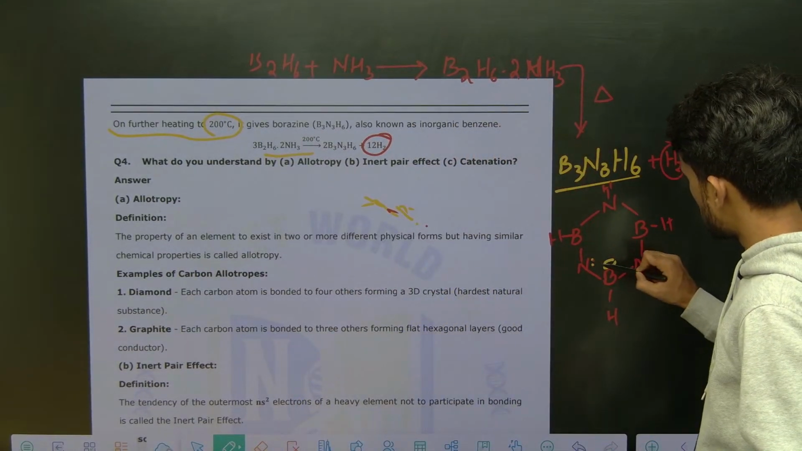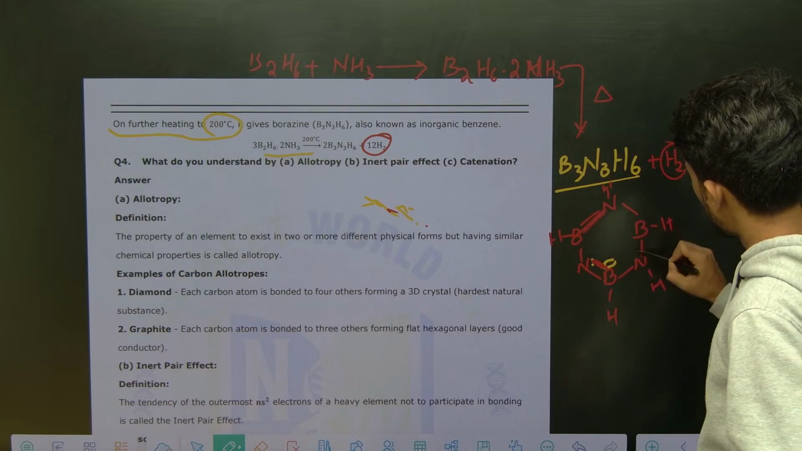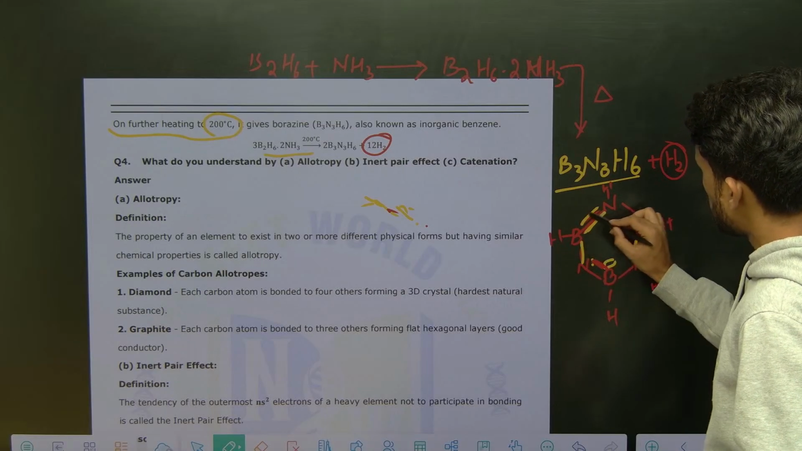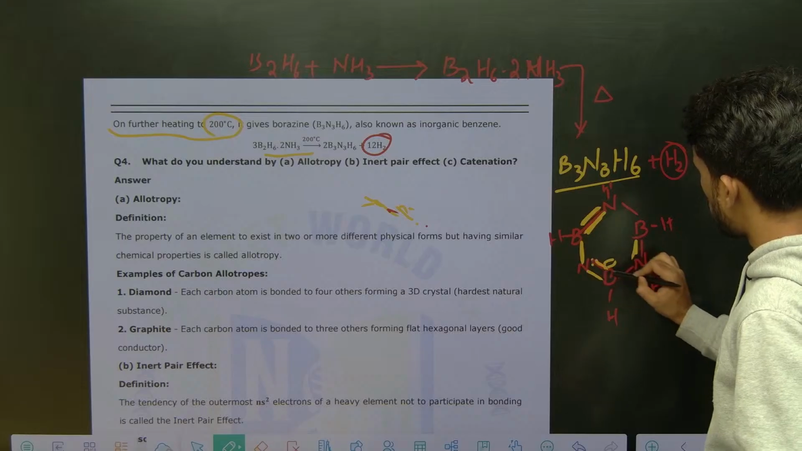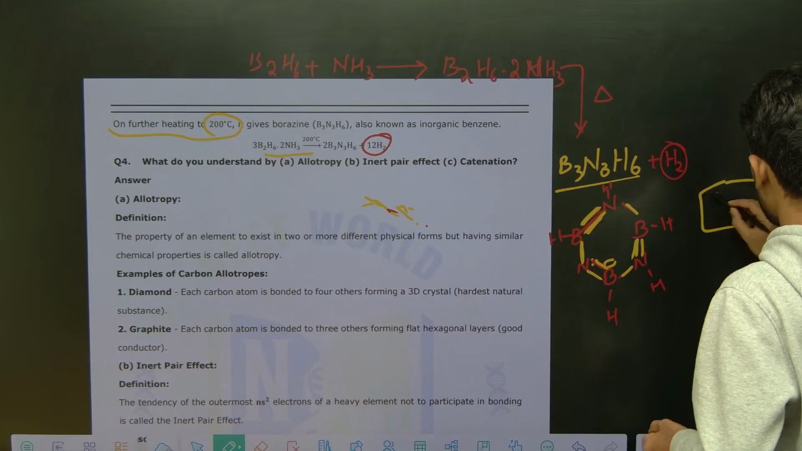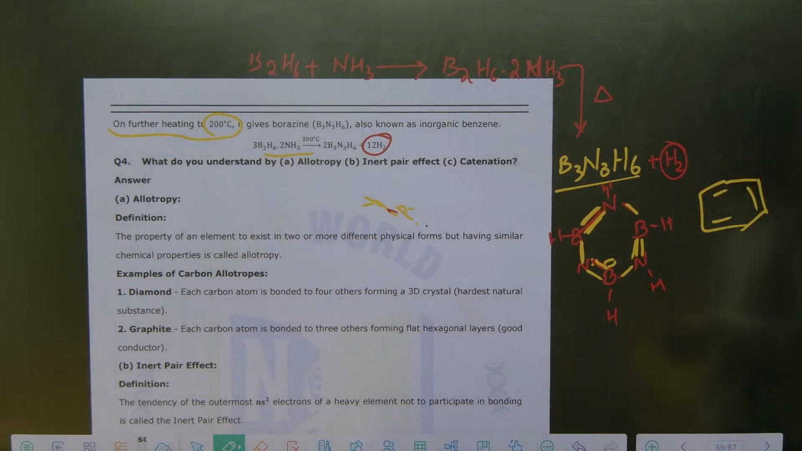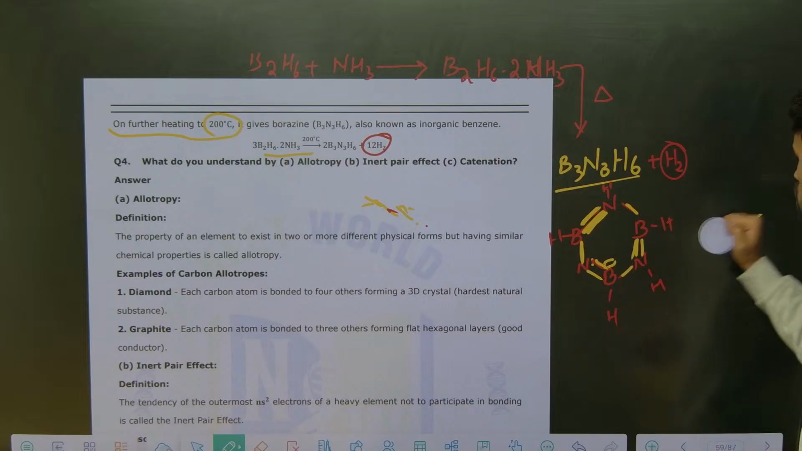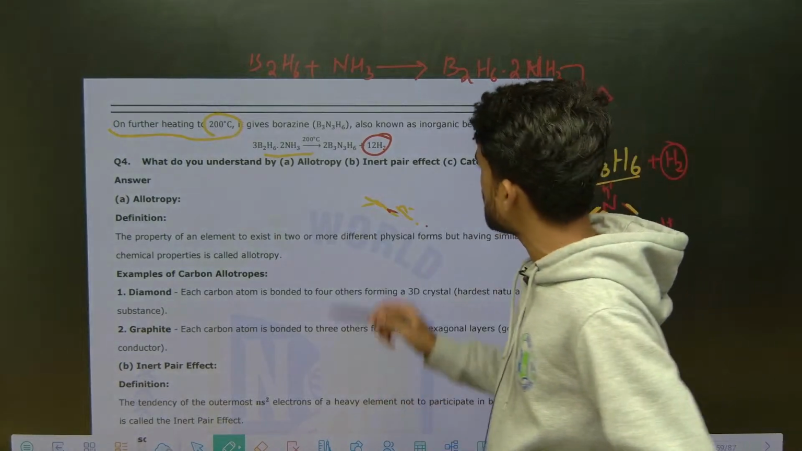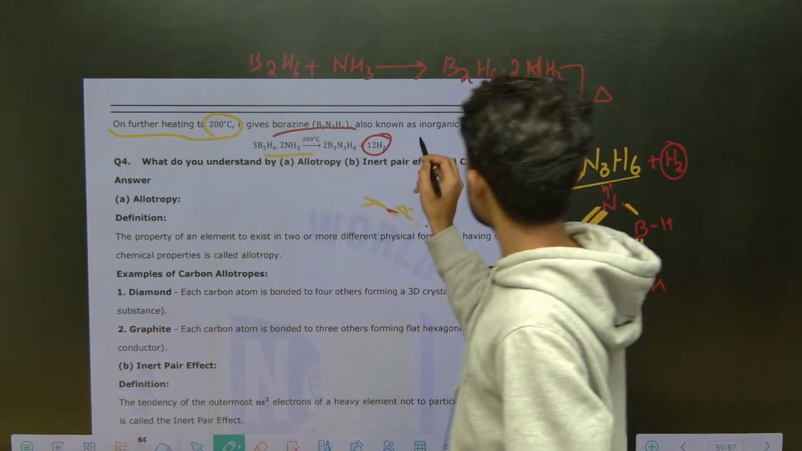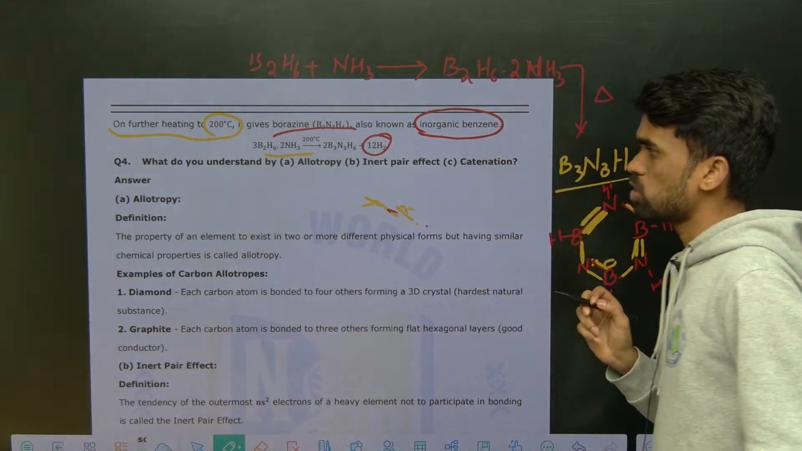So here you will get a pi bond, here a pi bond, and here a pi bond. Like this you get a structure similar to benzene: pi bond, sigma bond, again a double bond, again a single bond, it looks like benzene now. This indicates that the structure resembles the benzene structure, and borazine is also called inorganic benzene. Remember this.